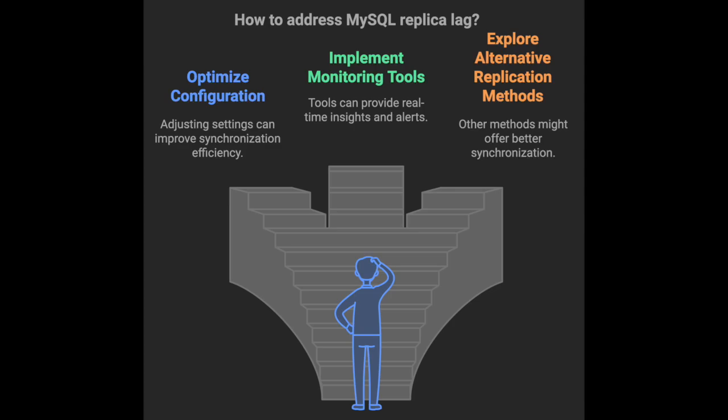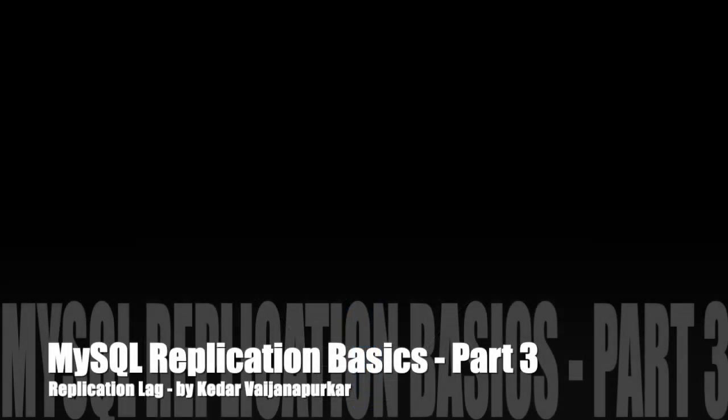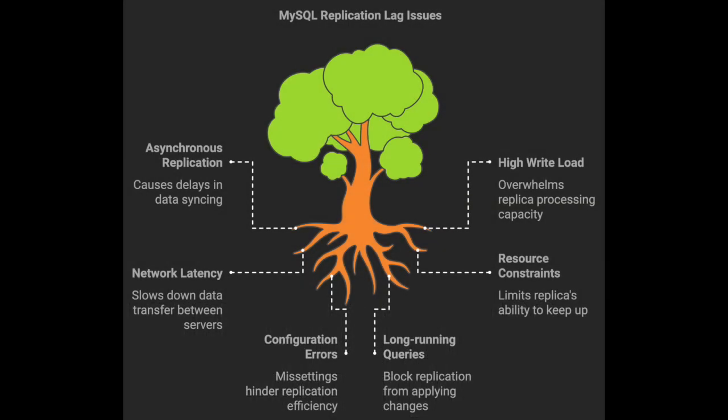What can we do at the architectural level to address this lag? Architectural solutions are all about laying a solid foundation for efficient replication. It's like building a house, you want a strong structure to avoid problems down the line. So if we're thinking about building this robust replication architecture, what are our building blocks? Where do we even start?